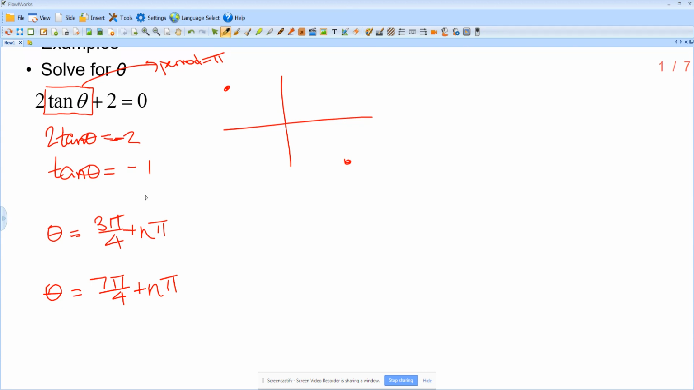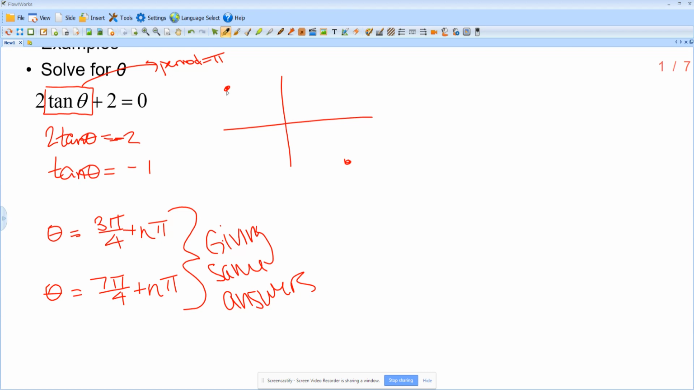The reason it can be simplified is because these are really giving the same answers. And if you don't believe me, think about if I were to say n were 1 and add pi to this, what I would get is 7 pi fourths. So then after that, they're just going to continue giving the same answer.